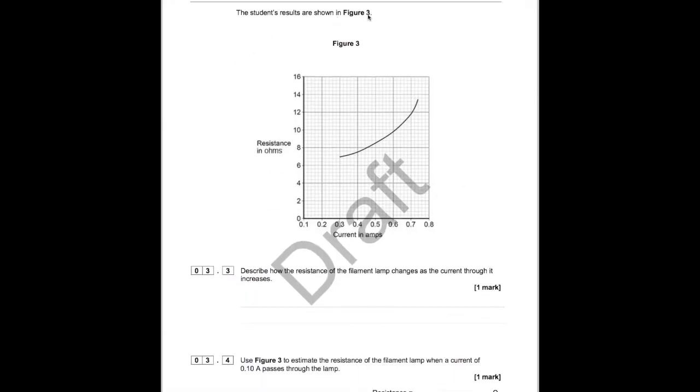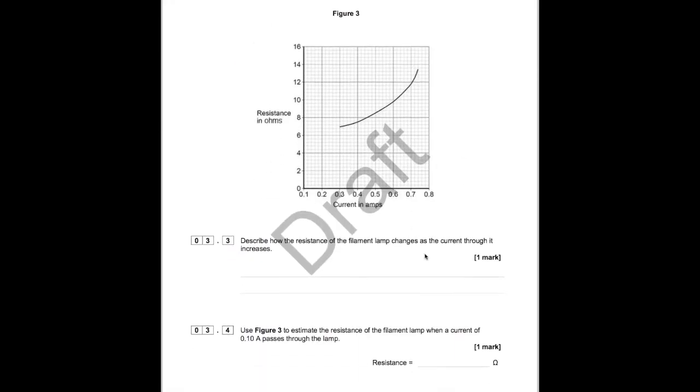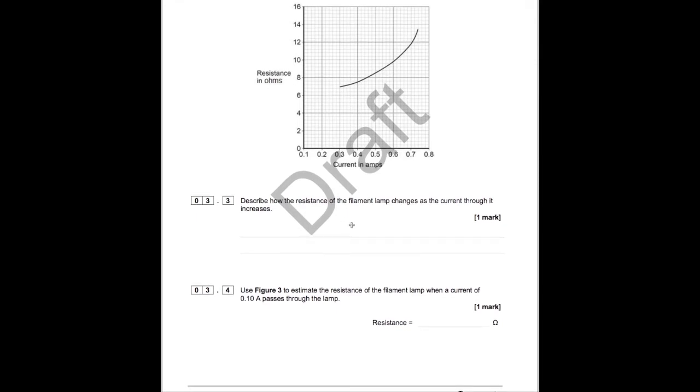The student's results are shown in figure 3. Describe how the resistance of the filament lamp changes as the current through it increases. So as the current is getting bigger, the resistance is getting bigger. It's not a straight line, so it's not proportional. It's only worth 1 mark, so that's enough.